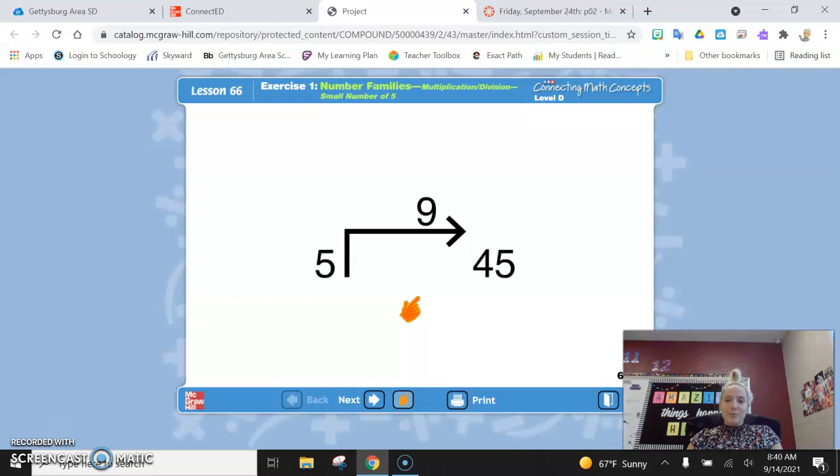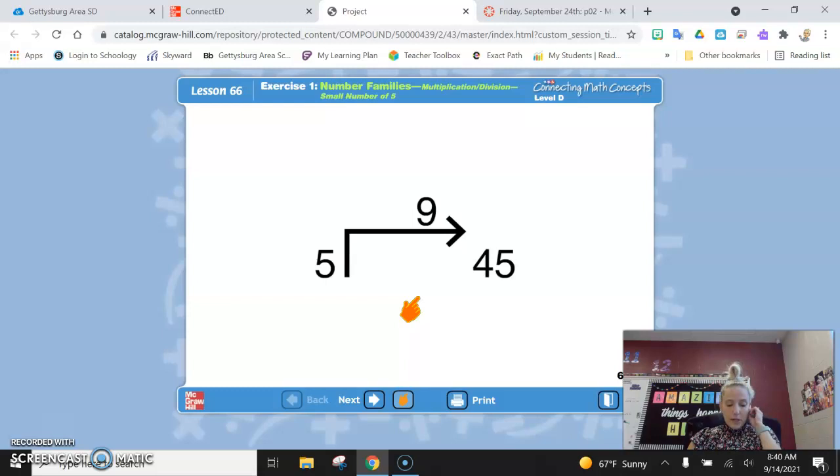Alright guys, you should be done with part 1. Let's go over the answers. The first row was multiplication. I'm going to read straight across. 30, 45, 35, 30, 40, 45, 35, 40, 45, and 25. All of those were multiples of 5. So that's what we've been practicing. Those should be easy for you.